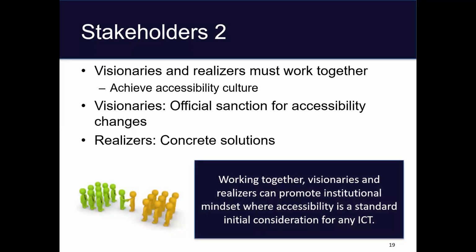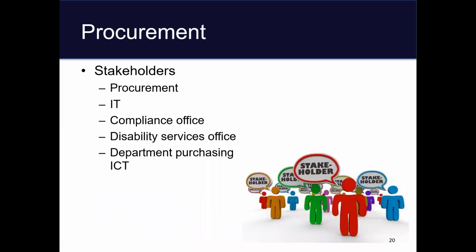Without the buy-in of leadership, there's no official sanction for accessibility changes. And without the support of realizers, there are no concrete solutions. So they have to work together to promote an institutional mindset where accessibility is a standard initial consideration for any ICT that's created or purchased. So who are our stakeholders? There are a lot of stakeholders besides procurement included in the question of procuring accessible ICT.